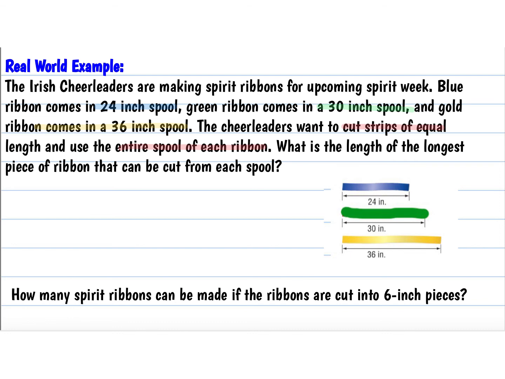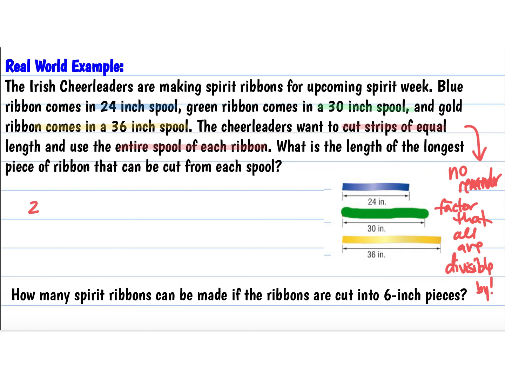Here's what I know. When we're wanting to cut them in equal parts, that's them telling us that we want no remainders. We don't want any leftover ribbon. So what we need is to find a factor that all are divisible by. That's what we want to know. So what we're looking for is the greatest common factor of 24, 30, and 36. These numbers are fairly small, so I'm just going to do my listing method. You are welcome to do another one. And hey, if you want to pause here and try on your own, great.